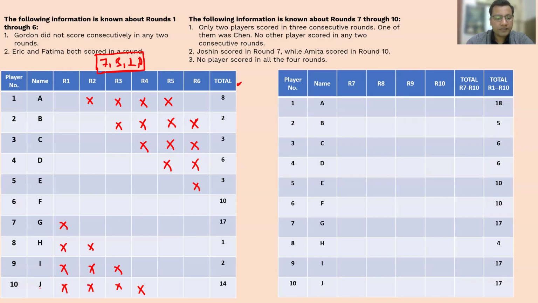For example, J has scored 14, and we have only 2 boxes or 2 cells for J. So 14 can be written. Now since we know that we can use only 1, 3, and 7, 14 can be written as the sum of 7 and 7 only, right? So I can definitely say this can be 7 and 7.